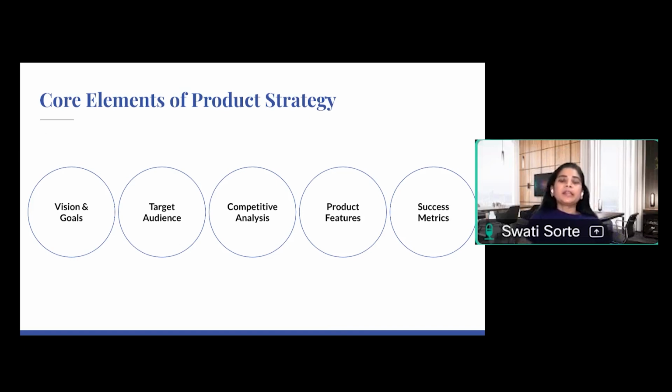So these are the key ingredients of a robust product strategy. Each element here informs the others, creating a cohesive plan that takes your vision and brings that dream to reality.